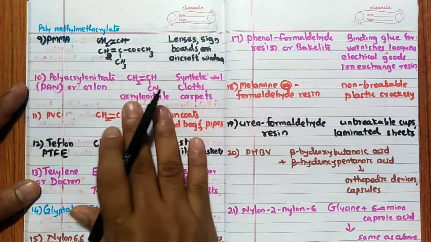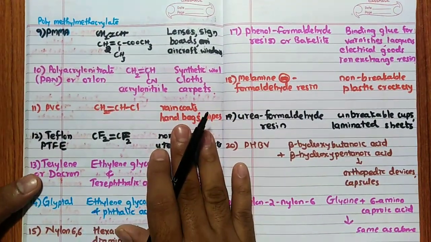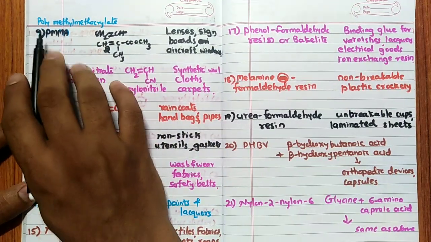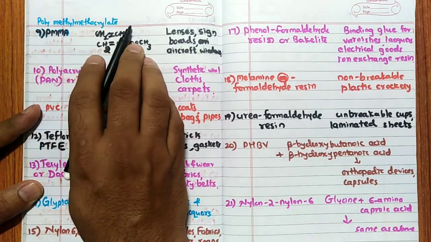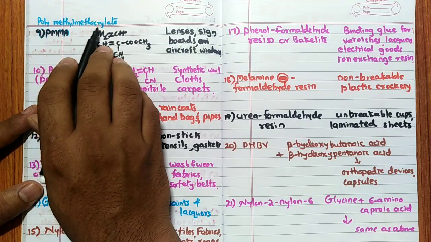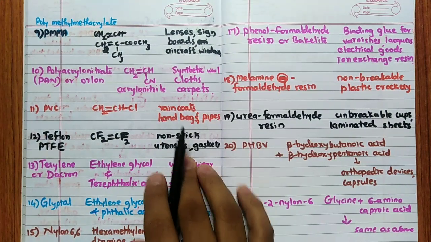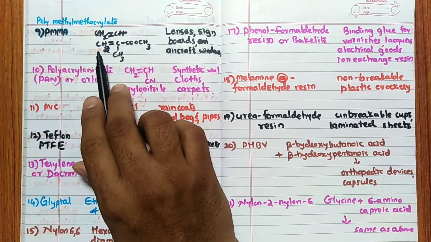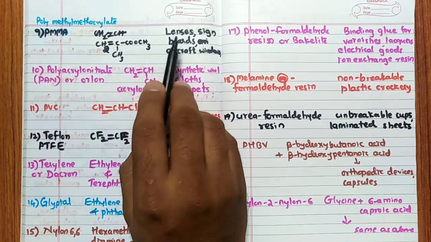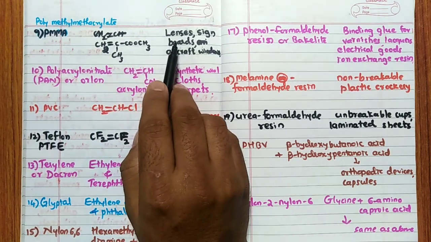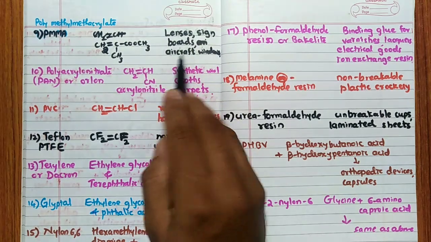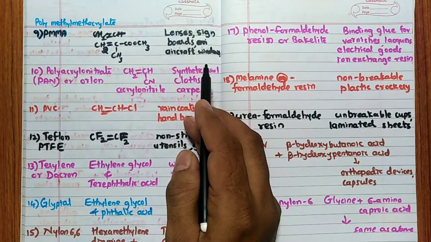Then the ninth one, remember PMMA. PMMA means polymethyl methacrylate, that is the name. It is not that important for CET. CH2=C(CH3)COOCH3. This is used in the preparation of lenses, signboards, and aircraft windows.